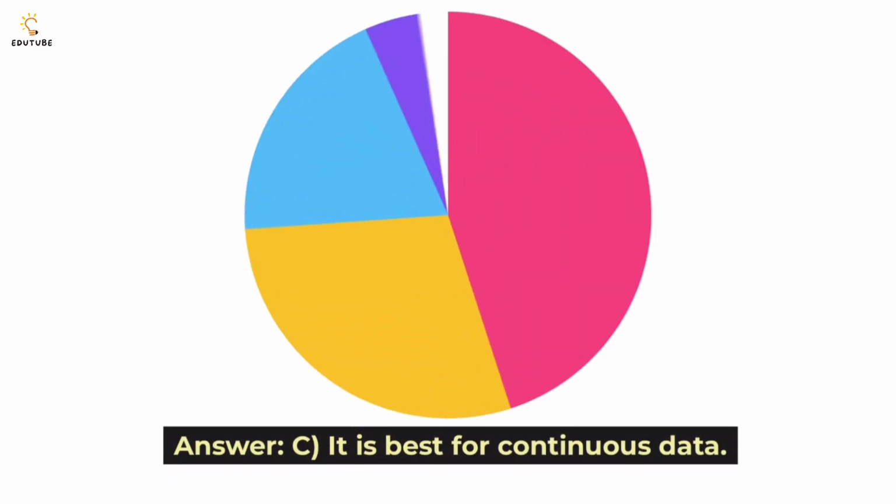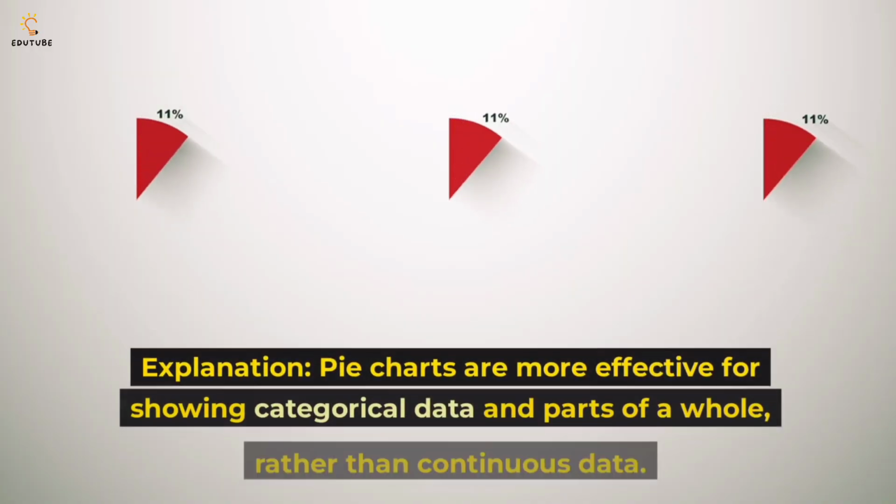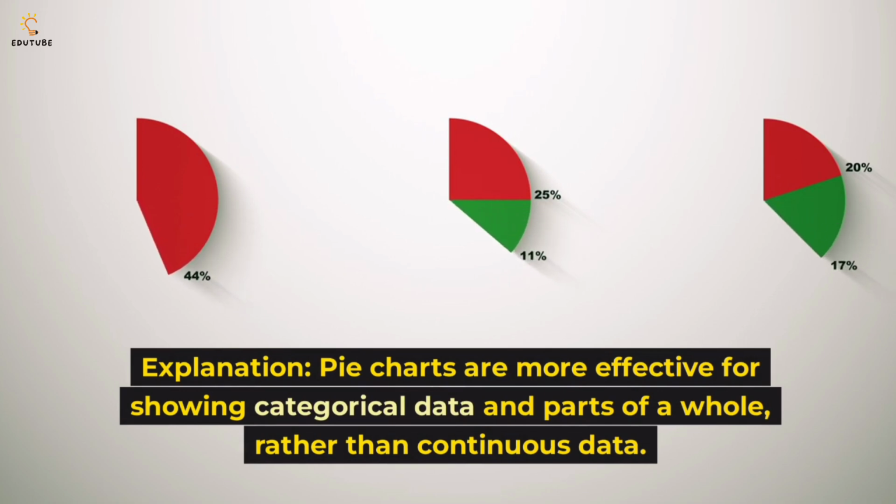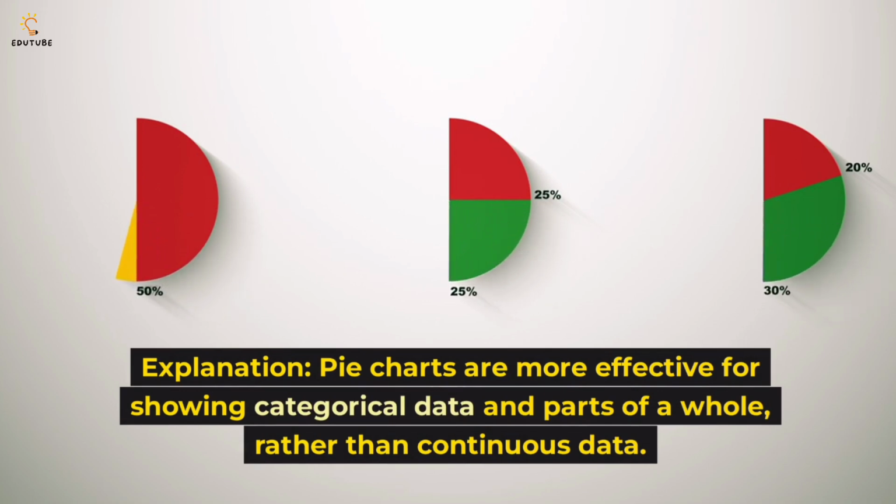Answer: C. It is best for continuous data. Explanation: Pie charts are more effective for showing categorical data and parts of a whole rather than continuous data.